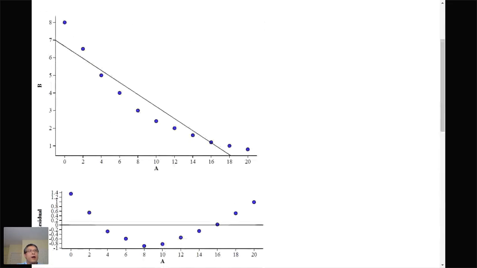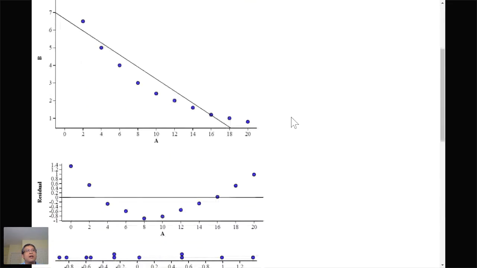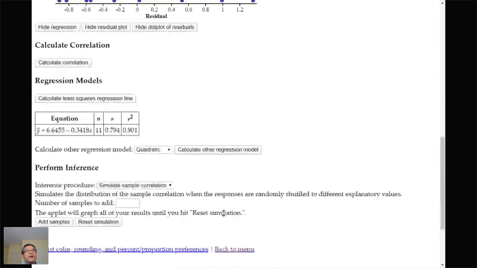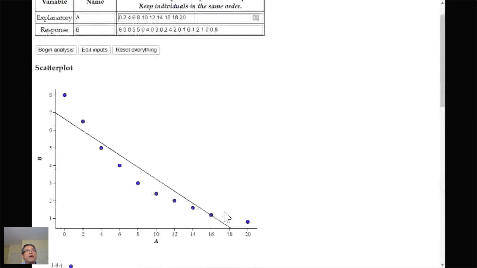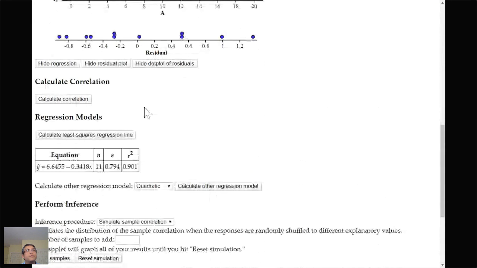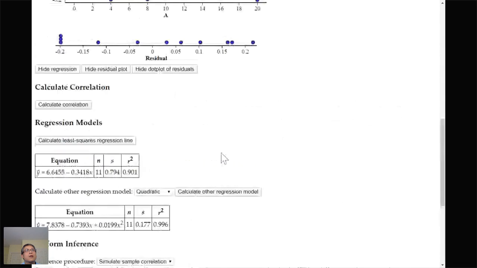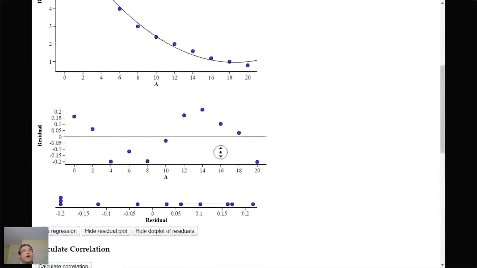We might try other kinds of transformations. Let's say that we thought, well, this looks to me like maybe it's a quadratic model. And you can see the residual plot still has weirdness going on with it, and has kind of a wavy pattern to it. This could be a good model. Okay, and so really, here's another try.